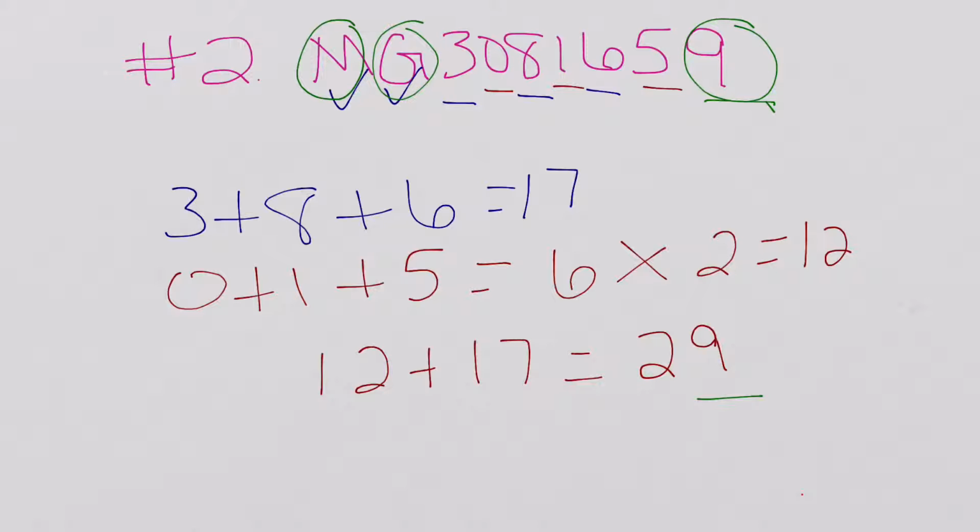The next is the second, the fourth, and the sixth number. 2, 1, 5. Add those together and you get 6. At that point, you have to multiply the 6 by 2, and you get 12. And then you add the 12 and the 17 together and you get 29. You make sure this number matches this number. And it does. So those match, and the two letters match. So this is a valid DEA number.